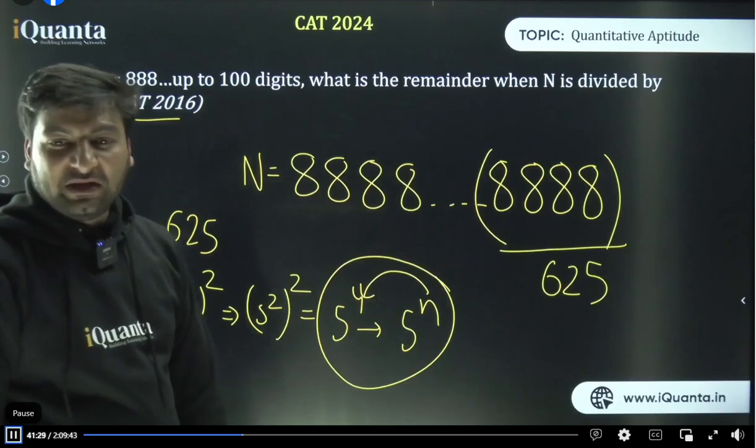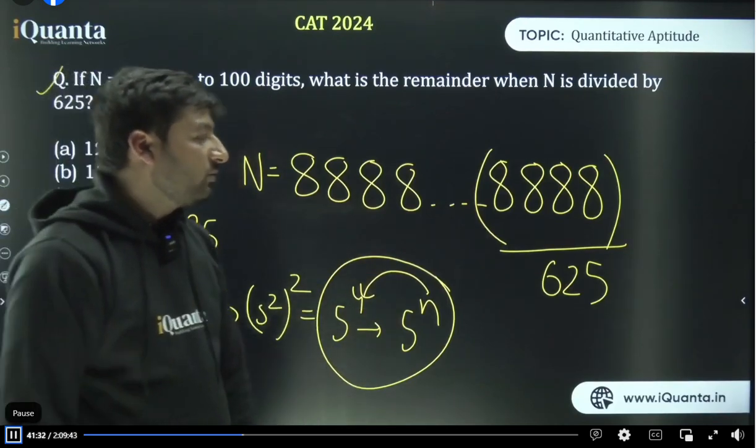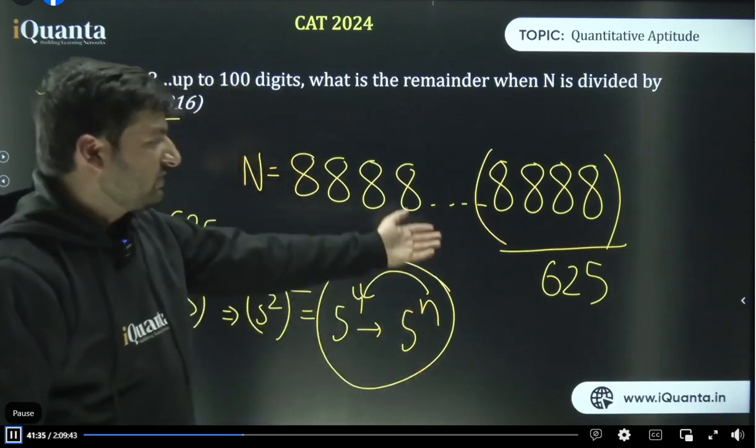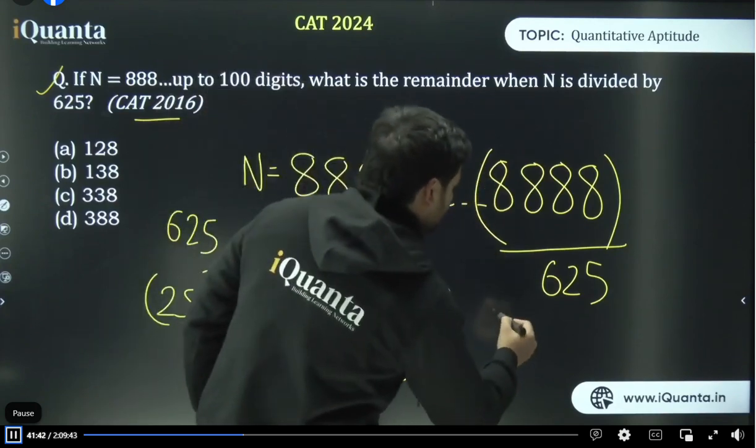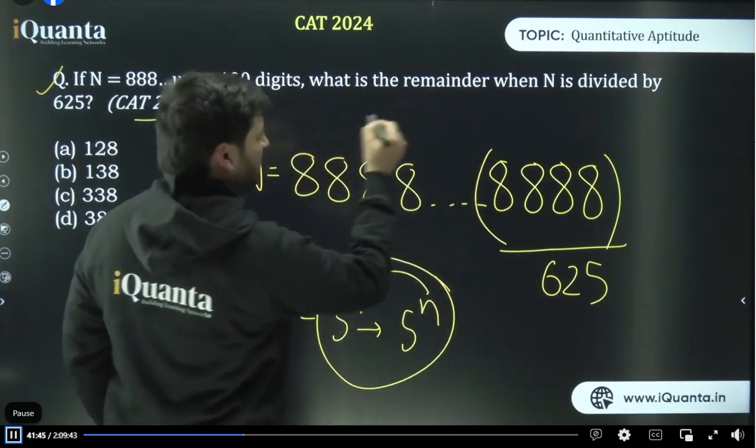So straight away you can divide it by 625. Now this is slightly difficult to do, okay? Because you cannot cancel anything, you cannot do anything, so there has to be the basic division method. You will be dividing this 8888 by 625. So that is not very difficult to do, right?